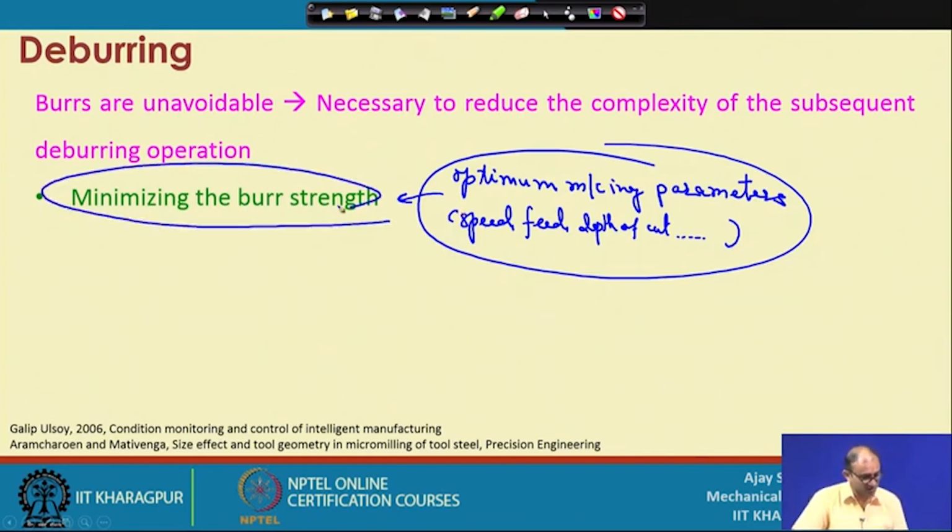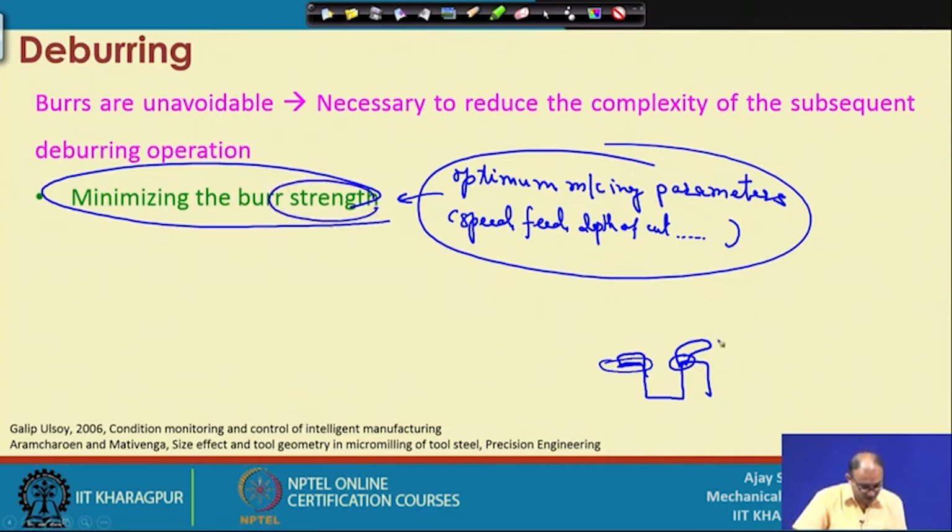Strength of the burr: suppose this is your workpiece, and your burr is formed here. This is the only location where the burr is attached to the workpiece surface. There is another way the burr can form, something like this, and this is the location of the attachment. If you reduce the area at which it touches the surface, that is, how much of it is welded with the workpiece surface, you are reducing the strength of the burr.